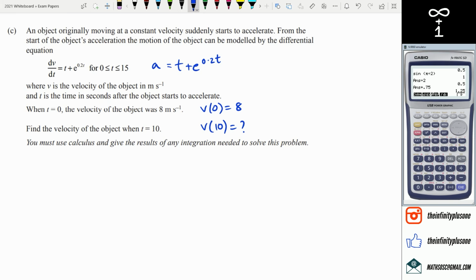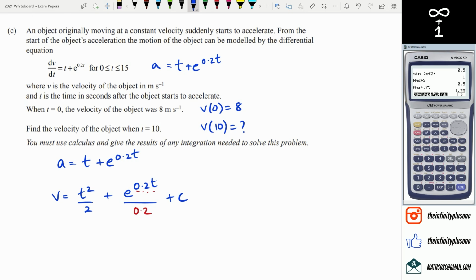Okay, so we integrate acceleration to get velocity. If acceleration is t plus e to the power of 0.2t, integrating that, we're going to get v equal to t squared over 2, plus we write down the exponential function as it is, but we've got to divide by the differentiation of the power of e. In this case, it's going to be 0.2. And of course, don't forget the plus c part.